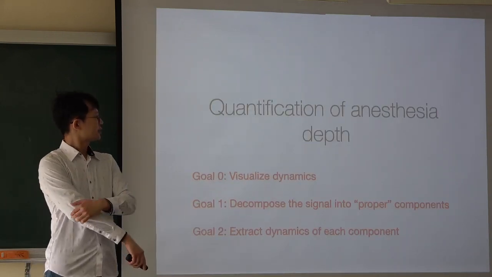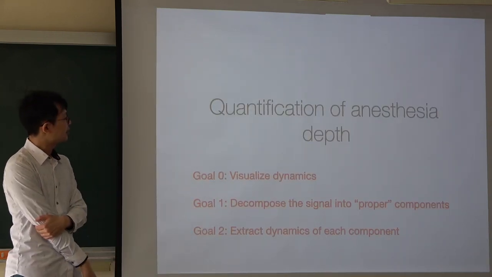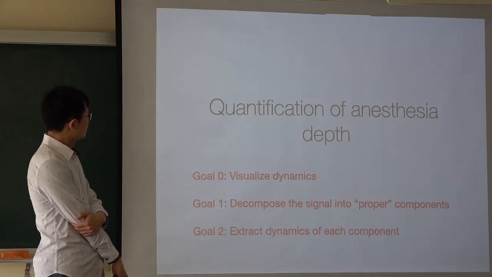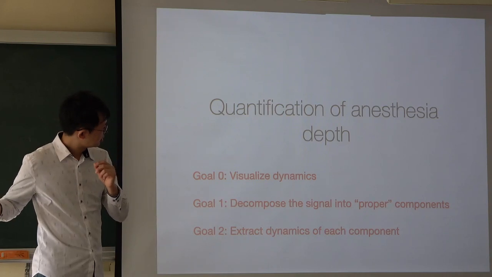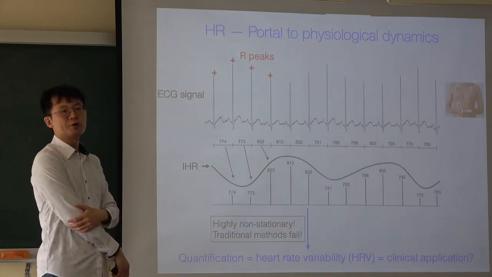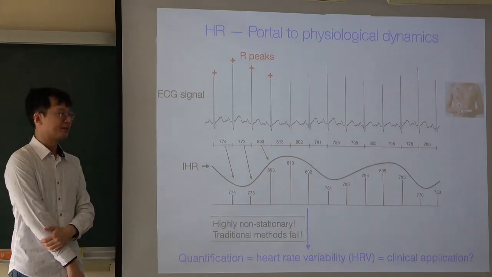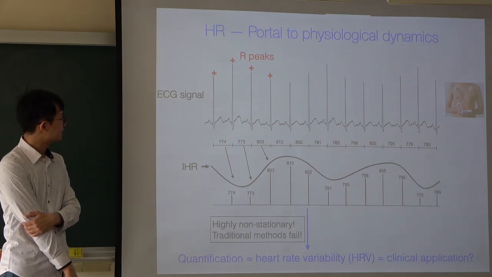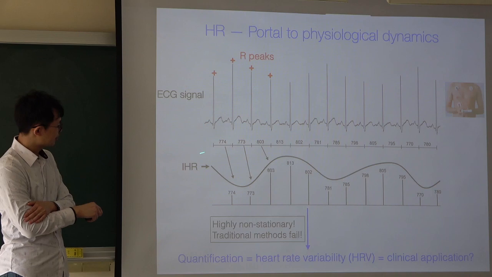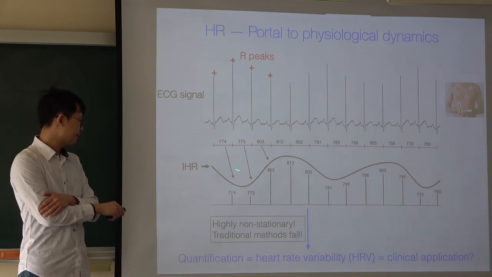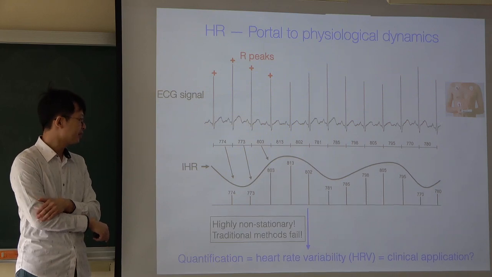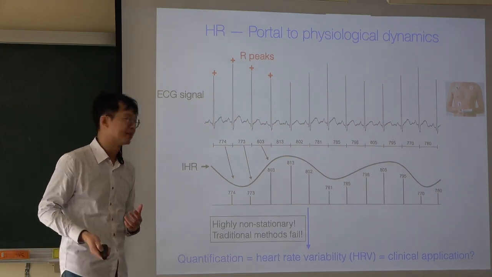The second application will be the quantification of anesthesia depth. You may recall this slide about heart rate, which is a portal to physiological dynamics. You get the ECG signal, you get the instantaneous heart rate, which is highly non-stationary. And if we can quantify it, that is heart rate variability. It can give us a lot of clinical information.